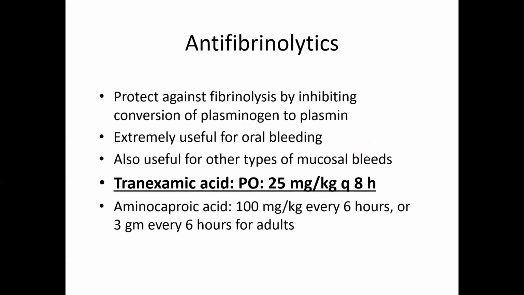oral and mucosal bleeds. So the dosage of tranexamic acid is normally 25 milligrams per kg, 8 hourly. The other option is aminocaproic acid, which is 100 milligrams per kg every 6 hours, or 3 grams every 6 hours for adults. But what is most commonly available is the tranexamic acid.